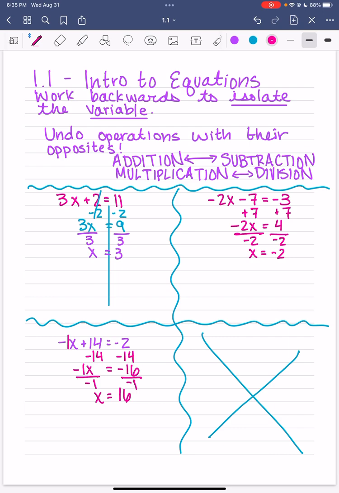Awesome. That is 1.1 notes. Again, those are supposed to go in your notebook. If you took them on a separate sheet of paper, we can always tape or glue it into your notebook. And then make sure you've done your 1.1 quick write, which is on the agenda where you found this video, and your 1.1 assignment, which I have your paper copy in class. Or if you need a new paper copy, I can get you a new one. That is all.